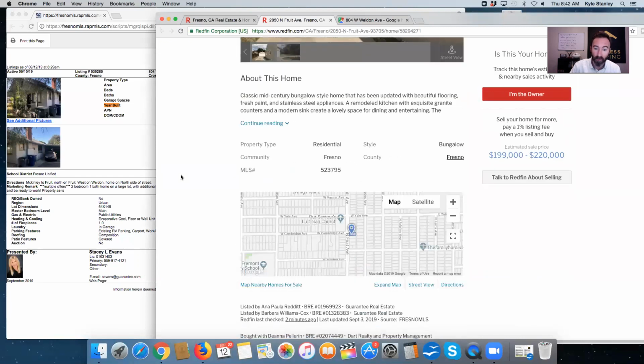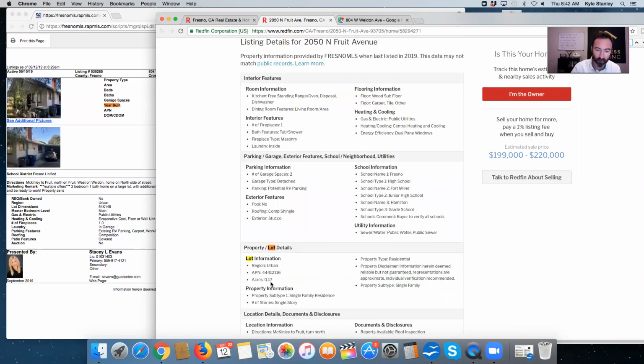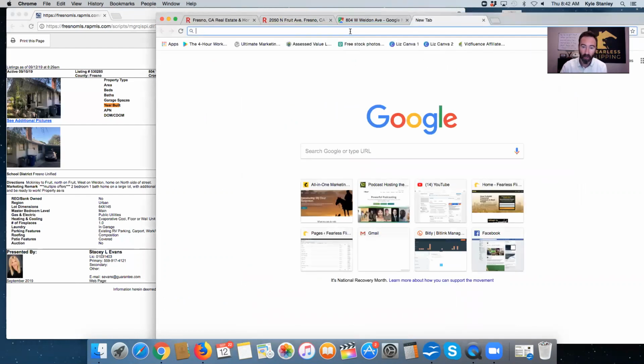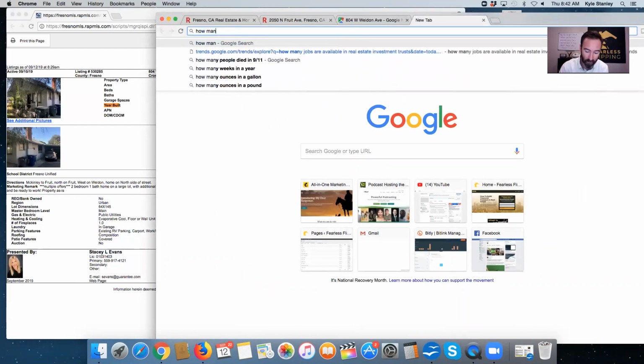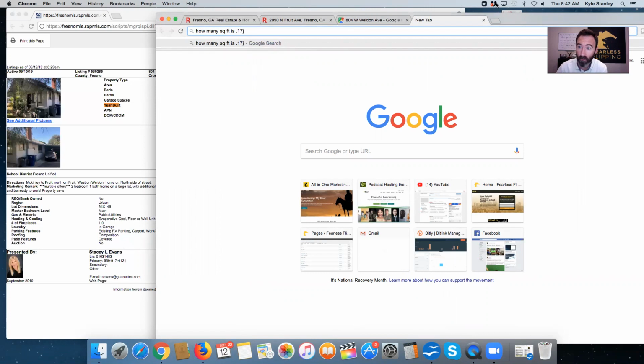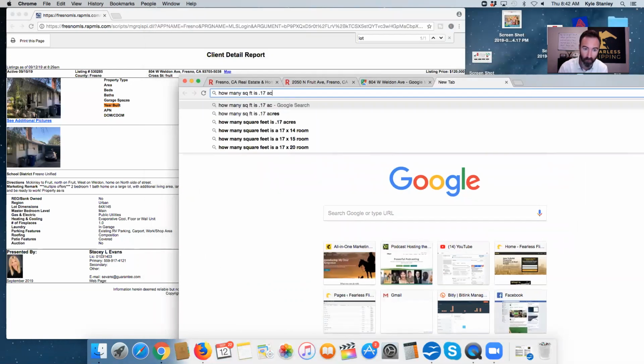The lot size, once again, let's take a look at that. Lot, 0.17 acres. Mine's not divided into acres, so I'm going to go to my handy Google tool. How many square feet is 0.17 acres?